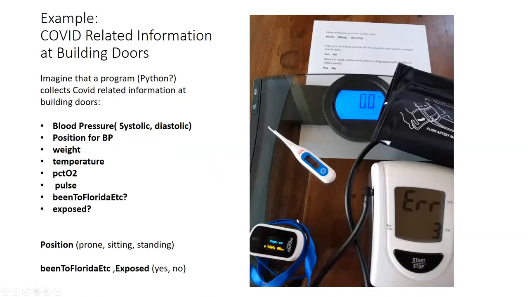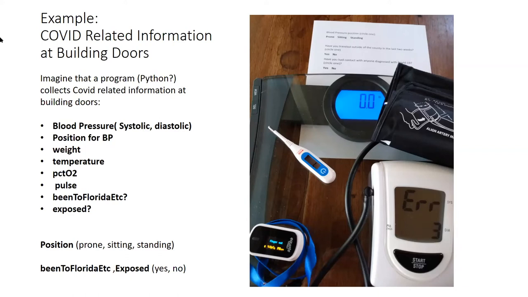So I start here with an example that is developed by our colleague Larry Hoyle from the University of Kansas. And that is related to COVID-related information at building doors. There's a picture of some of the instruments you can use. There's a questionnaire here. And Larry is using Python.